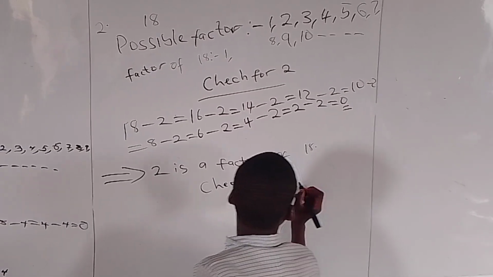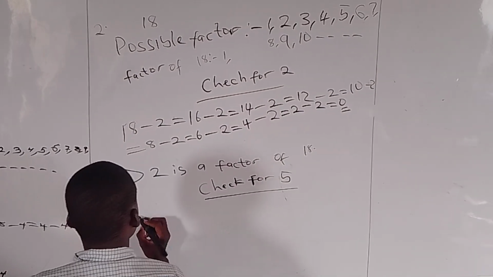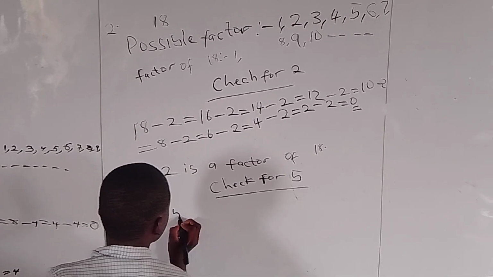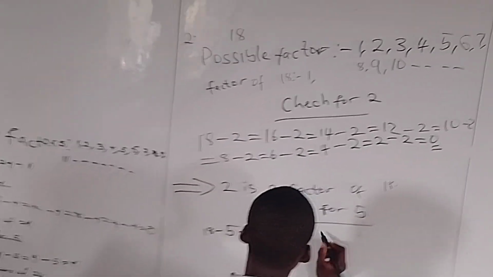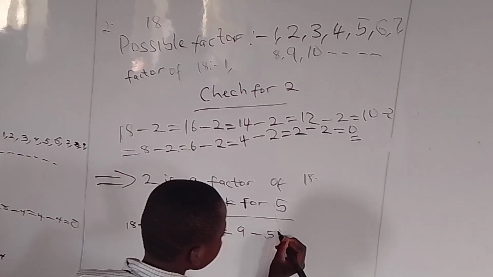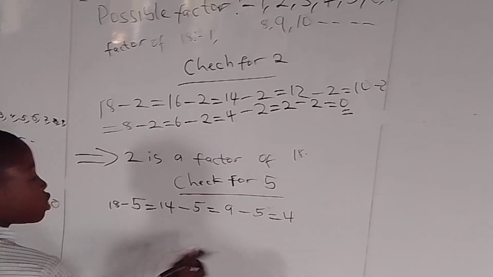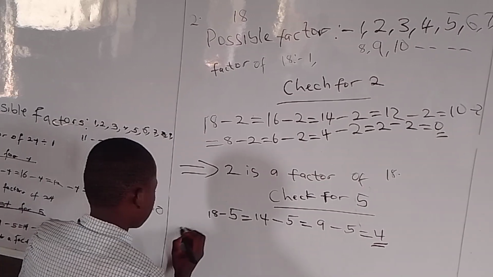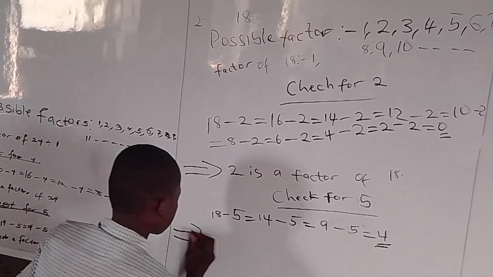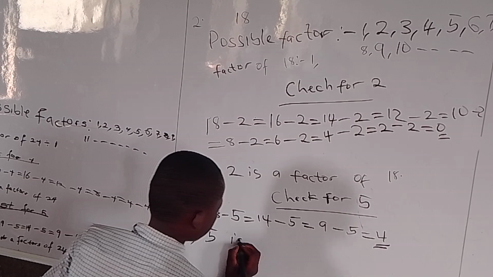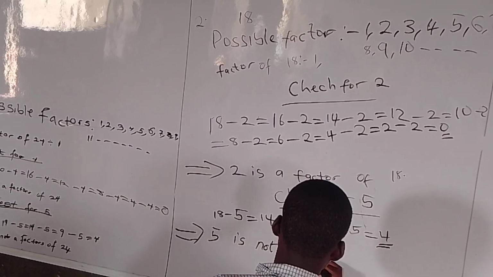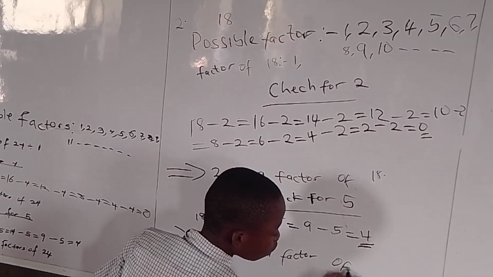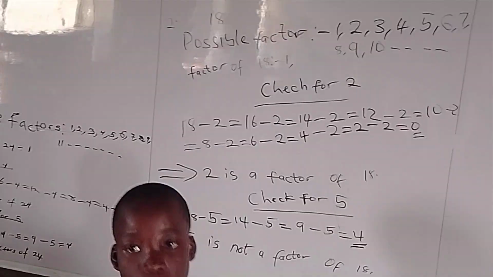Let's check for 5. 18 minus 5 equals 13, minus 5 equals 8, minus 5 equals 3. Since our answer is not 0, that means 5 is not a factor of 18. Thank you.